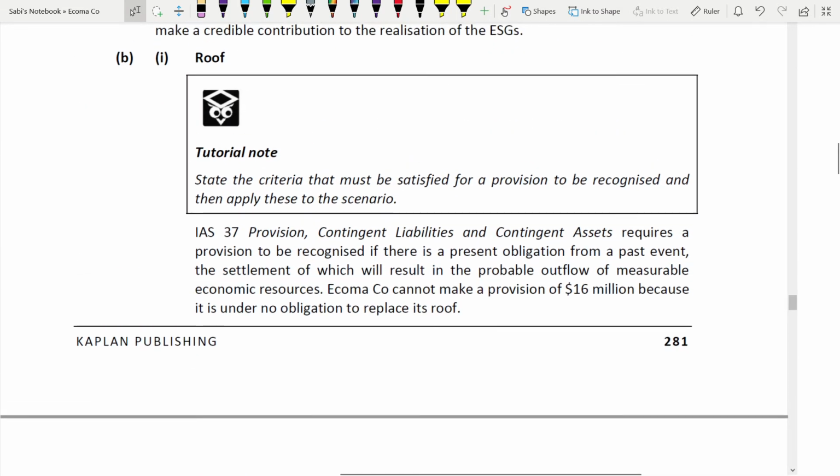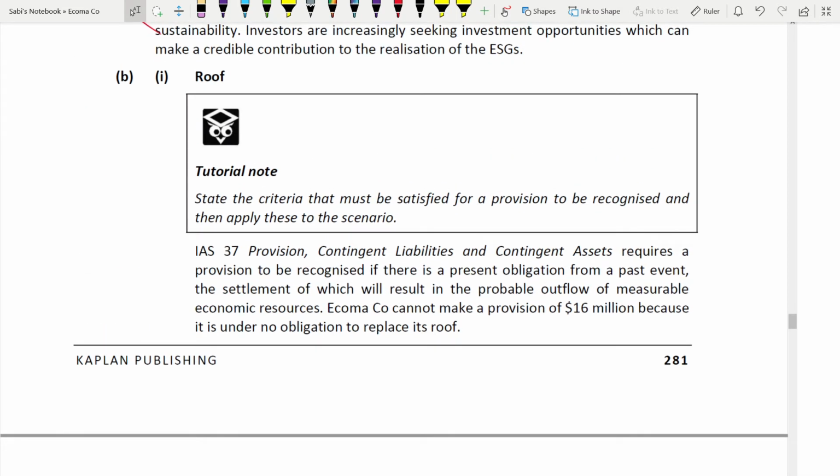First one is the roof, where you have recognized a provision. Remember, whenever they say a provision has been recognized or whether a provision should be recognized, you have to mention IAS 37, the criteria for a provision to be recognized. Write those criteria in your answer. So according to IAS 37, a provision can be recognized when these things are there: a present obligation from a past event, and settlement will result in a probable outflow.